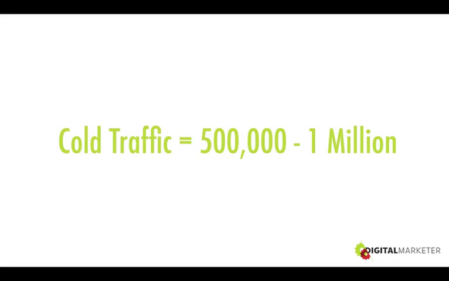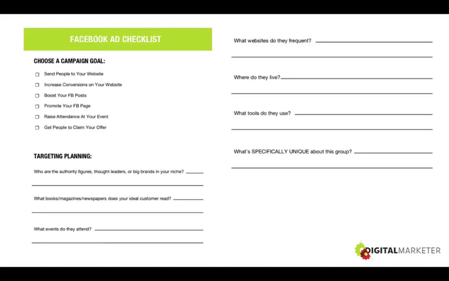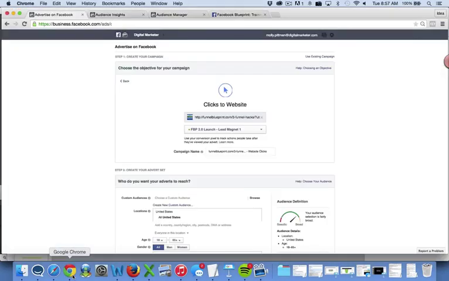to input interest to reach our target market. And our goal is to keep this potential audience size between 500,000 and 1 million. What's really important to keep in mind here, guys, is the last question that you'll find on this sheet. What's specifically unique about this group? We don't just want to throw out really big, broad interests that might relate to your market. We want to get very specific, and I'll show you exactly how to do so.